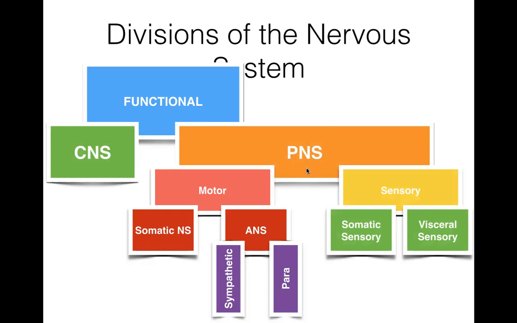The peripheral nervous system can also be sensory in terms of function. And when it is sensory, it can be either somatic or visceral sensory. We'll have more of these as we go through the neuroanatomy discussion in the coming weeks.